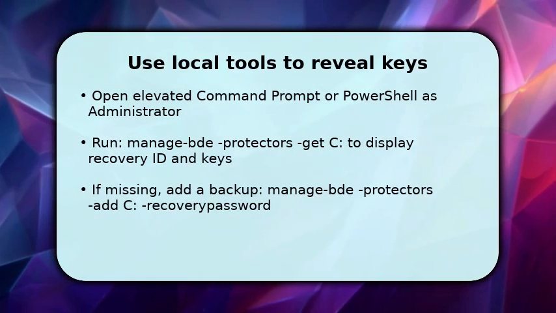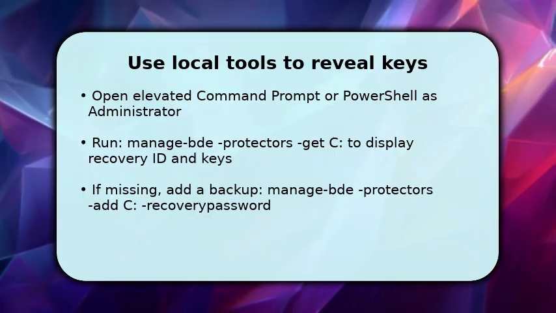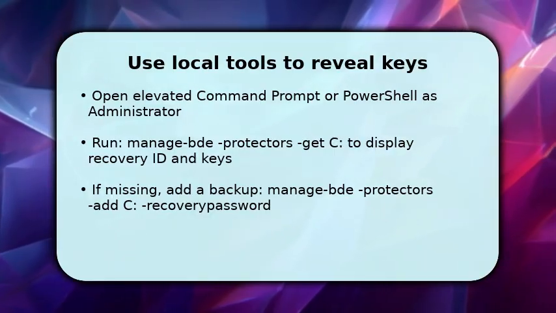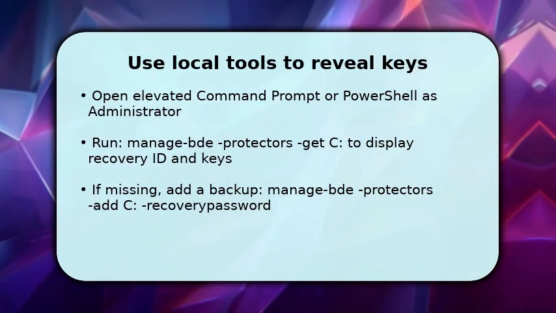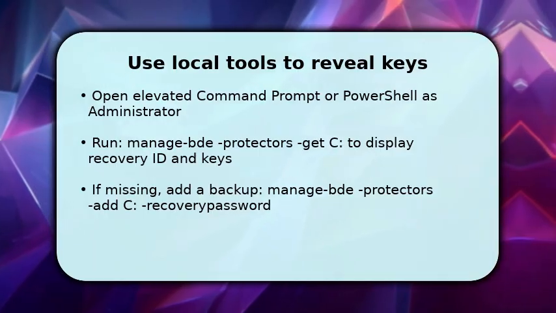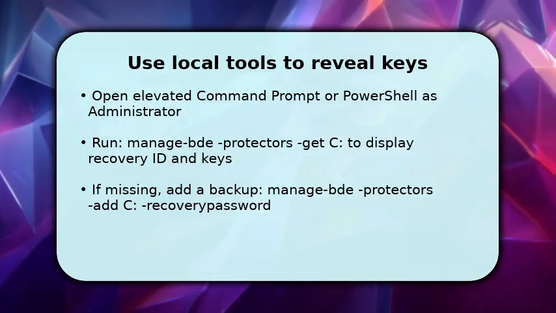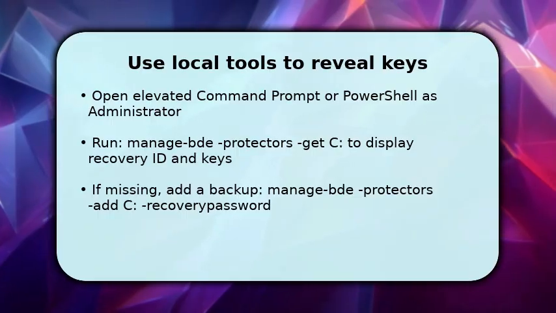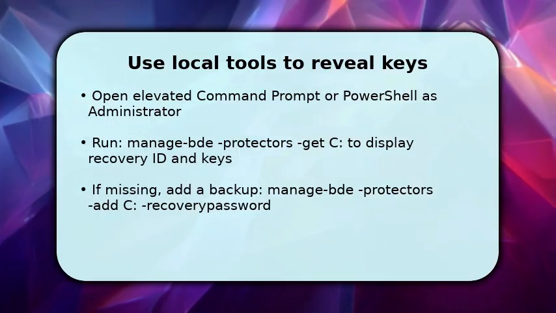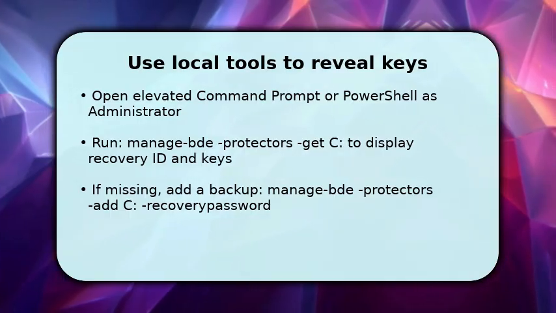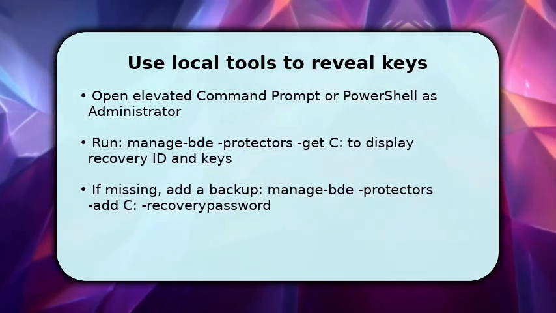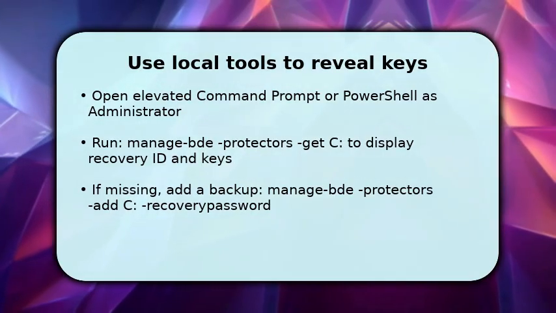With admin rights, run an elevated shell because BitLocker information requires elevation. Execute manage-bde -protectors -get C: to list protectors and any stored recovery passwords and their ID. Note the 48-digit recovery password if present. If you need to create or force a new recovery password for future access, run manage-bde -protectors -add C:. Record the new key securely.